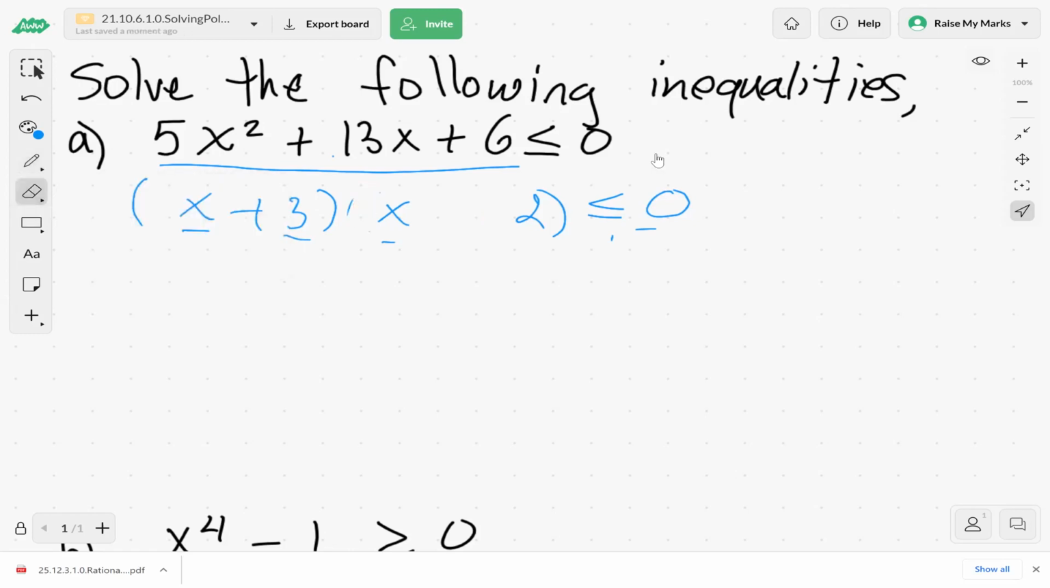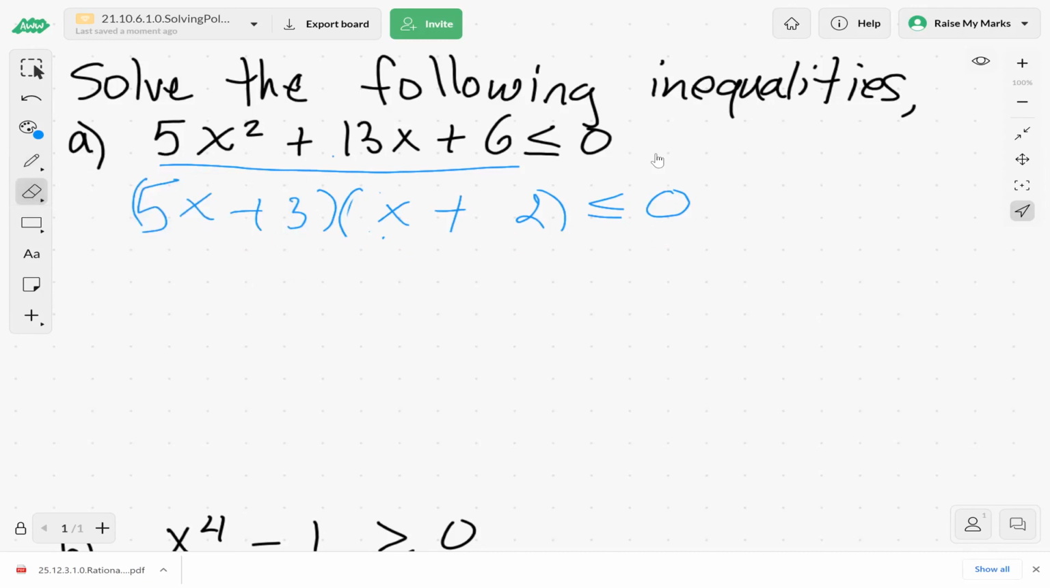So let's try again. What if we put the 5 here? Well, first we have 5x times x, and we get 5x squared. 5x times 2 is 10x, plus 3x, that's 13x. And 3 times 2 is 6, plus 6. So this factorization works. So good. We've got a factorization that works.